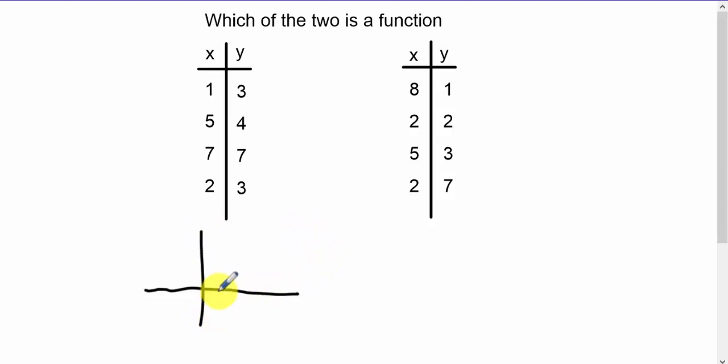So I'm just going to plot these points. Here's 1, 3-ish, 5, 4, 7, 7, 2, 3, like this. Now, for every x, is there only one y? Well, you check that by drawing vertical lines, and if there's only one dot that it goes through, then it's a function. So this is a function.